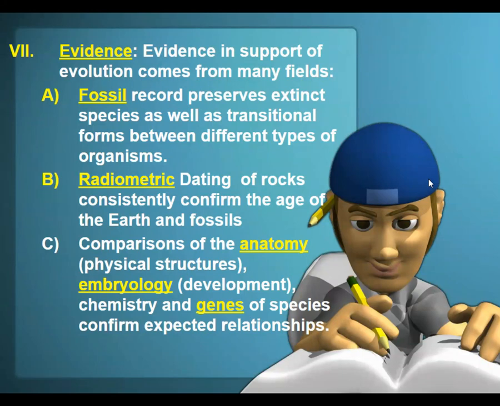Then we have comparisons of the anatomy, like the physical structures, looking at the limbs. Remember the forelimbs of all those different species and how they're similar. Then we have embryology, which is how organisms develop as they're growing as an embryo. And the chemistry and genes of species. We compare their DNA and their proteins with each other. And this all confirms their expected relationships. Once in a while, scientists find a surprise, and then they have to reorganize the evolutionary tree relating to which ancestors organisms share and how they're related to each other.